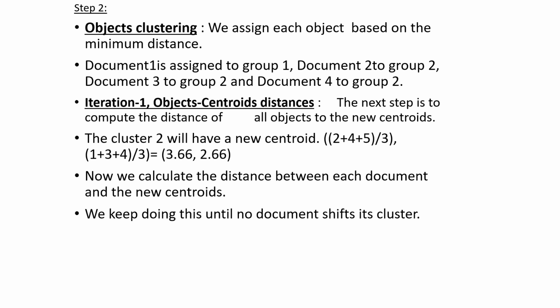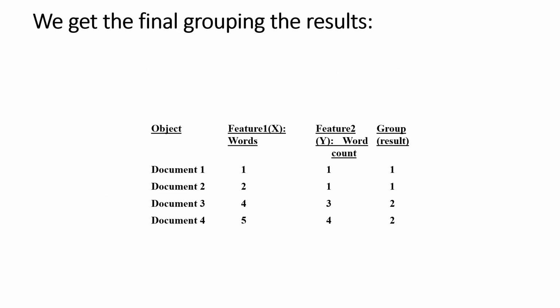Even after doing this, there is a possibility, and this is where the crux of the k-means algorithm lies. Even though we have grouped document 2, document 3, and document 4 in cluster 2, there is a possibility that any of the data points present in cluster 2 might shift to cluster 1. Because we calculate the centroid again, and to this centroid we again calculate the distance to each of the member data points. When we do that, this is going to be the final result. We find that documents 1 and 2 fall into cluster 1, and documents 3 and 4 fall into cluster 2.